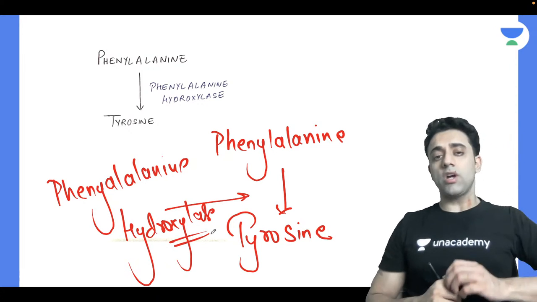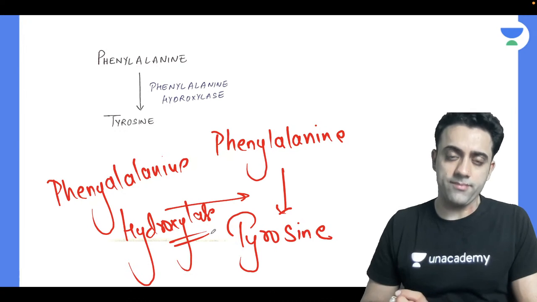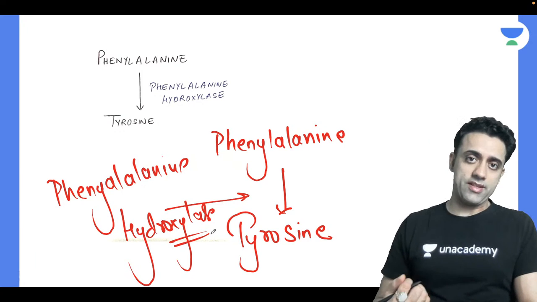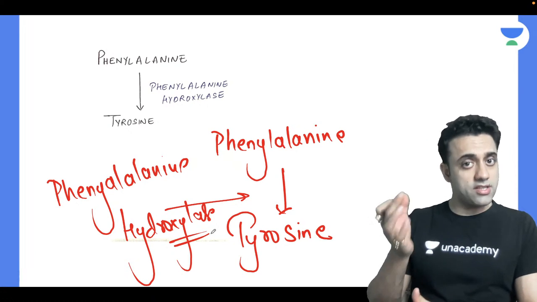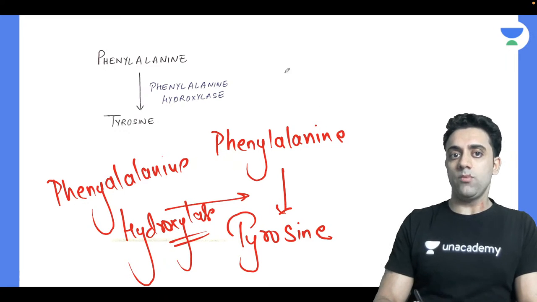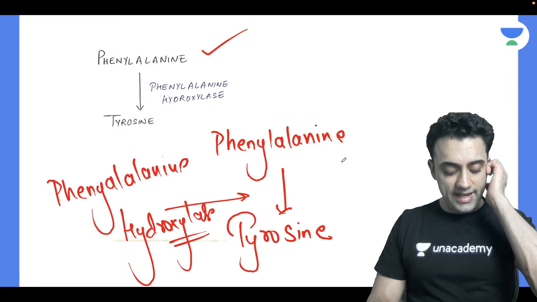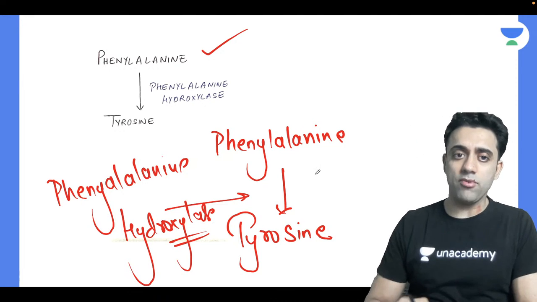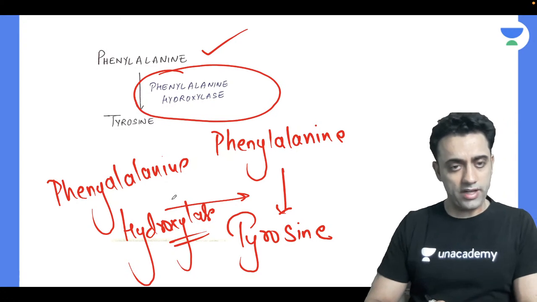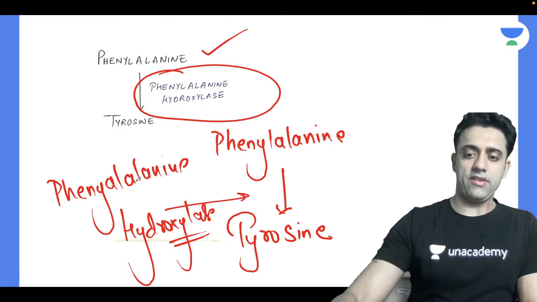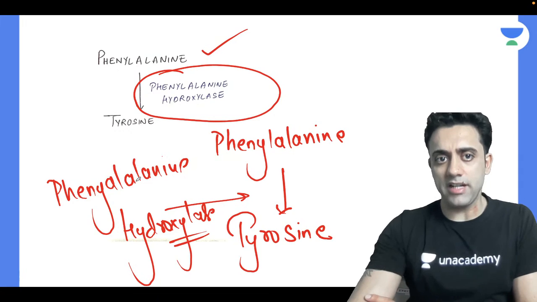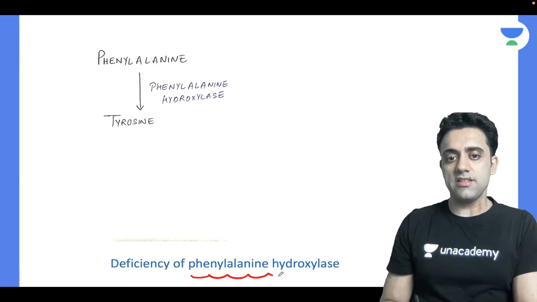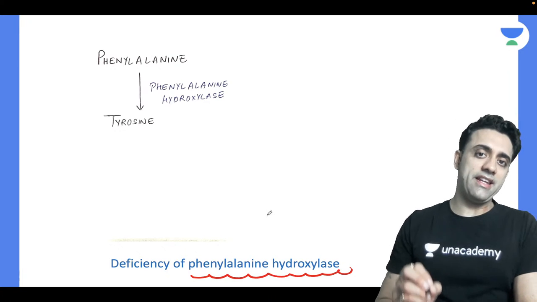I'll repeat again. What are we studying? Inborn errors of metabolism. Which subtopic? Disorders of amino acid metabolism. Essential and non-essential amino acids. Which is the important essential one? Phenylalanine. What does it do? Phenylalanine gets converted into tyrosine with the help of phenylalanine hydroxylase. So in disorders of phenylalanine metabolism, there is a deficiency of the enzyme phenylalanine hydroxylase.